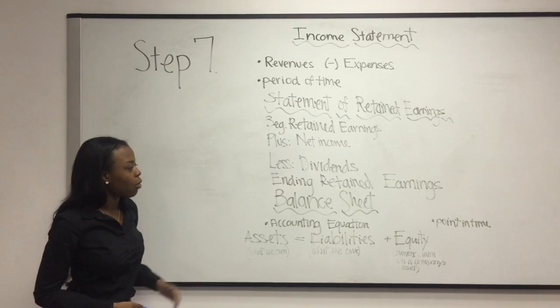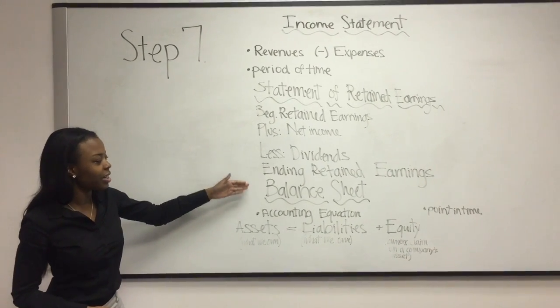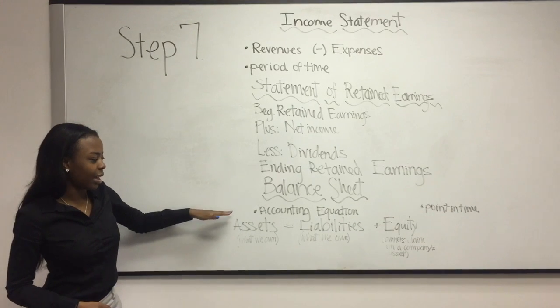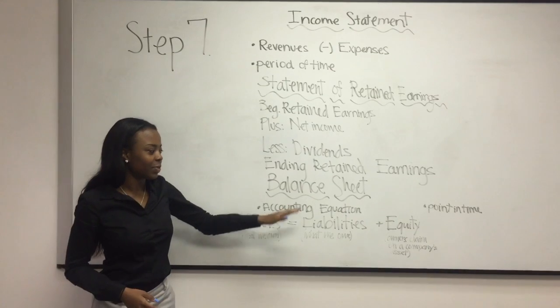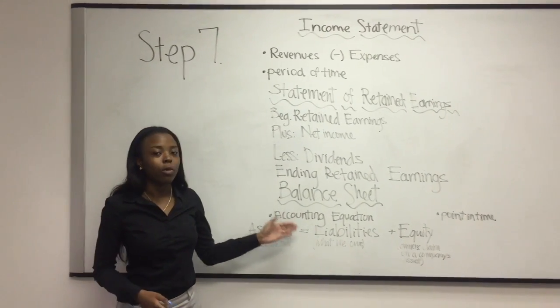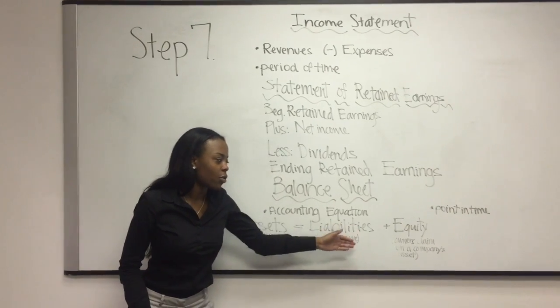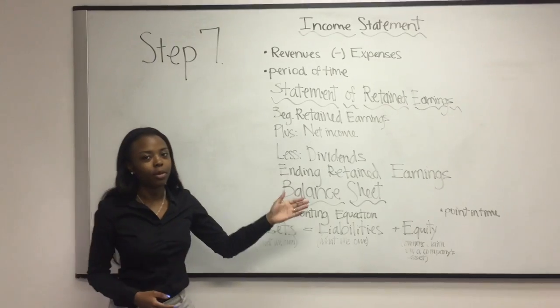And lastly, you will go on to the balance sheet. The balance sheet gives you the accounting equation, which is assets equals liabilities plus equity. Assets are what we own, liabilities are what we owe, and equity is the owner's claim on a company's assets. And the balance sheet is a point in time.